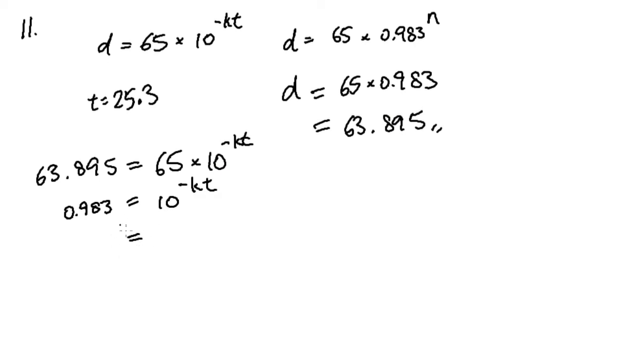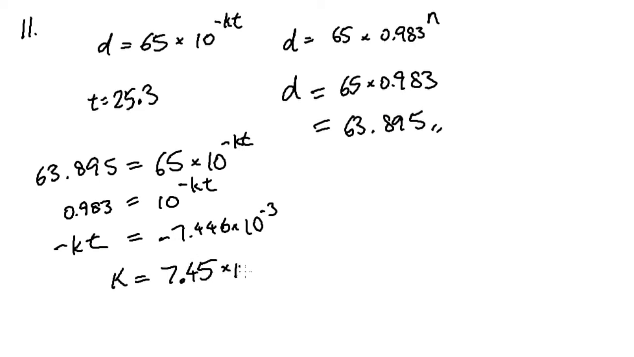And if you log both sides, then minus kt is minus 7.446 times 10 to the minus 3. And because t is 1, minus k is that, and so k is just 7.45 times 10 to the minus 3. Now we use this value as k and find d when t is 25.3.